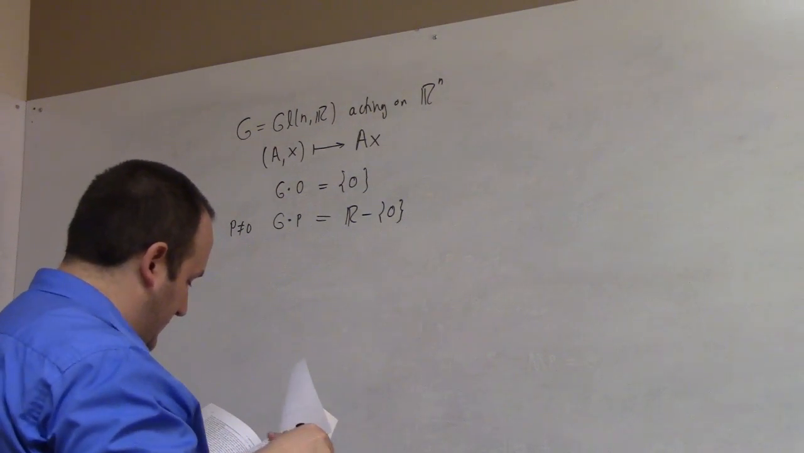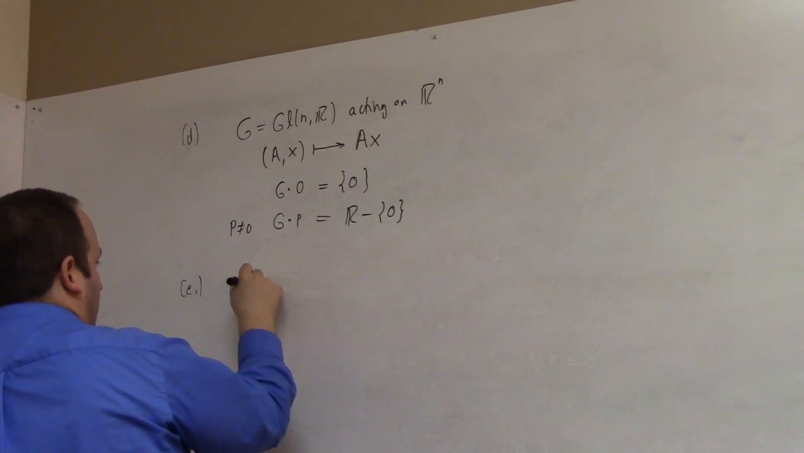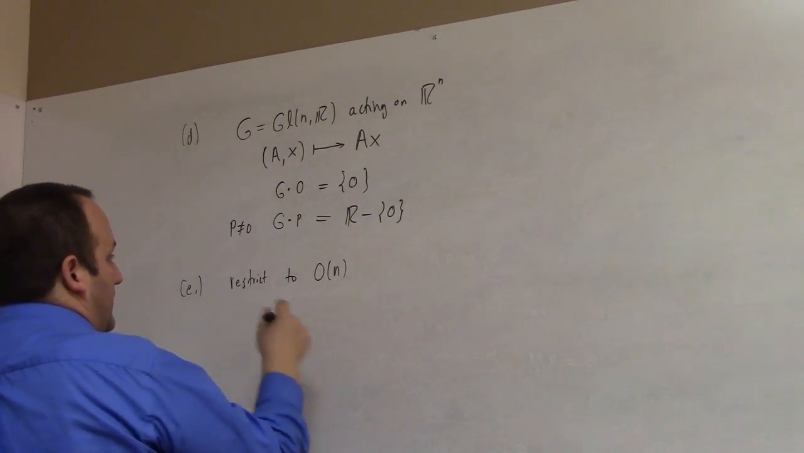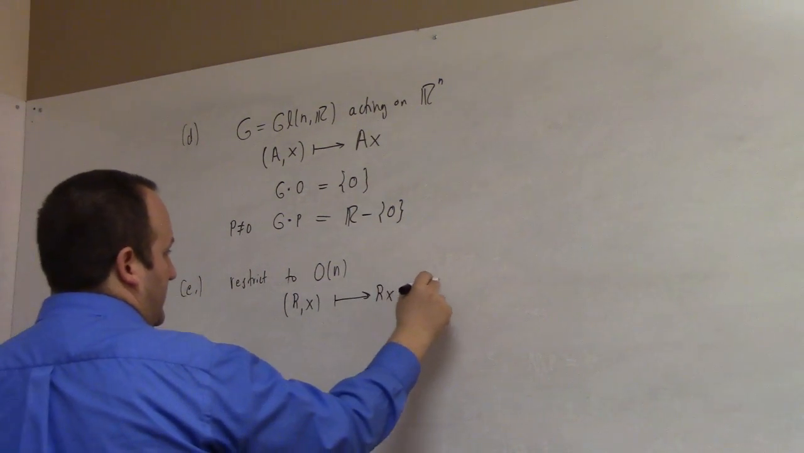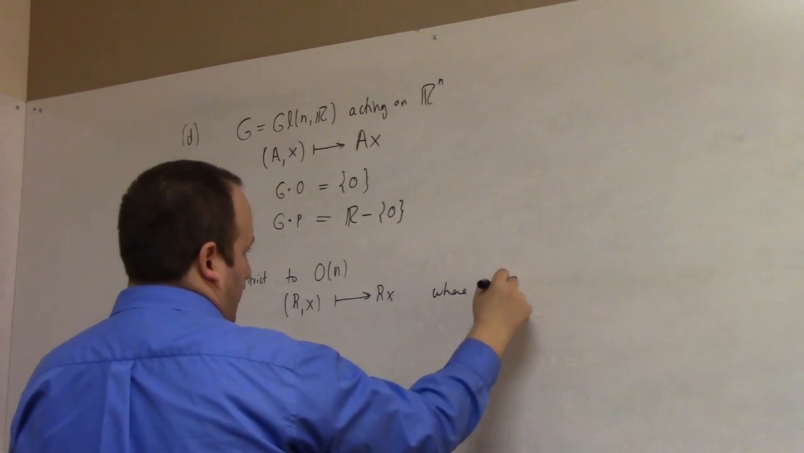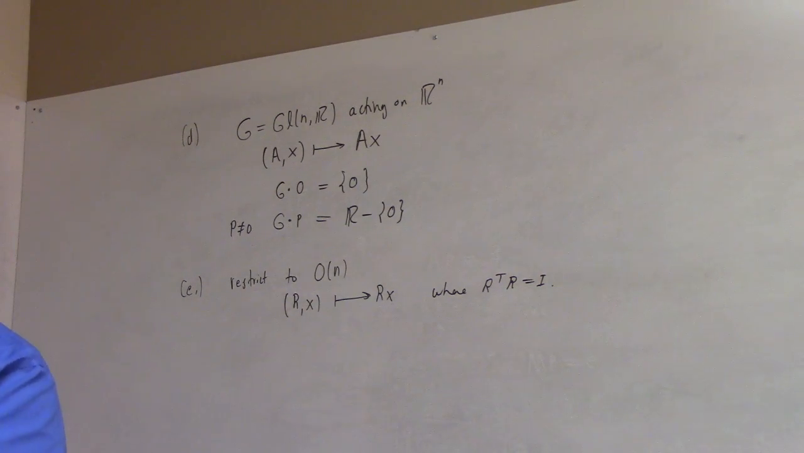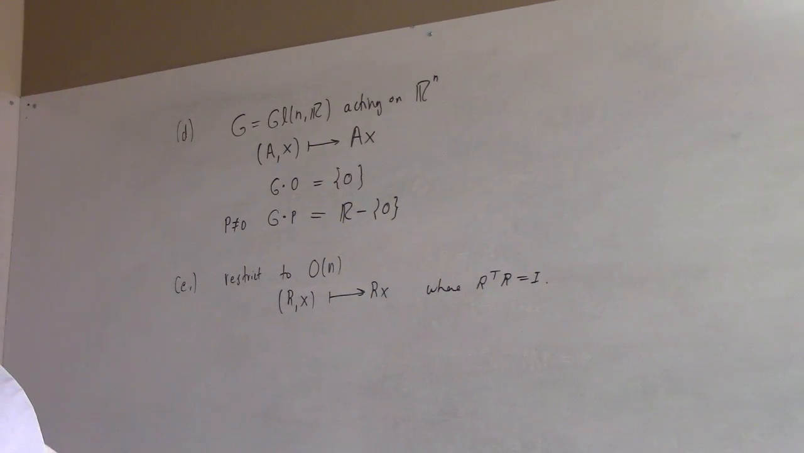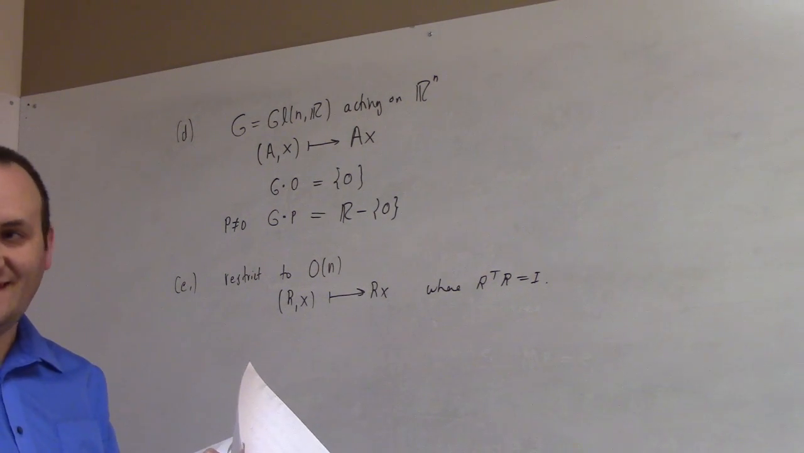This is example D. Example E is to restrict to O(n). So again, we have Rx maps to Rx, where R transpose R is equal to the identity. So not all of GLn, but just the orthogonal matrices. That defines a smooth left action of O(n) on Rn. And in this case, the orbits are what? Zero, and then the spheres. And if you believe that, then the answer to your question is affirmative.